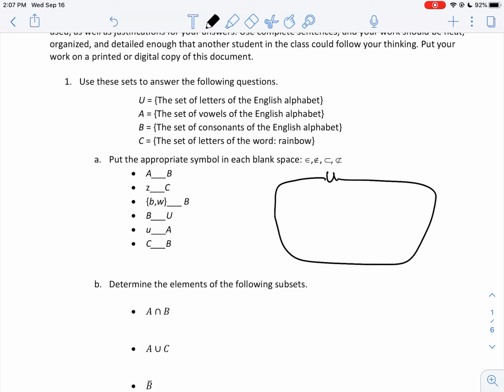Then we have inside of it a subset. A is the set of all vowels. And since every vowel is part of the English alphabet, A would be something like this. And then B is the set of consonants.